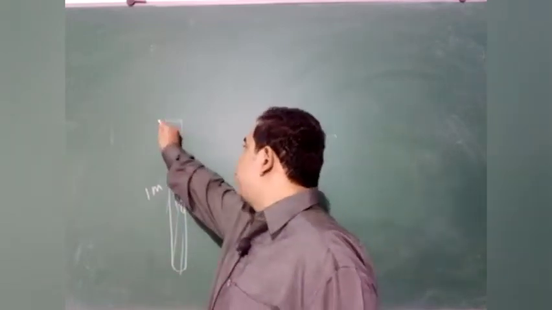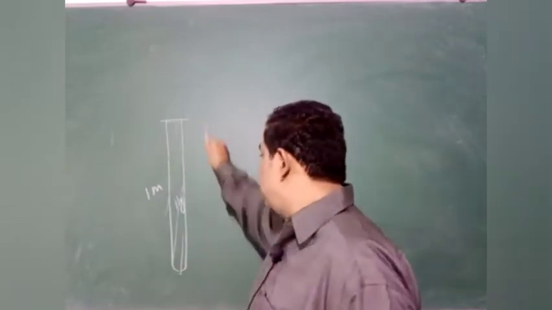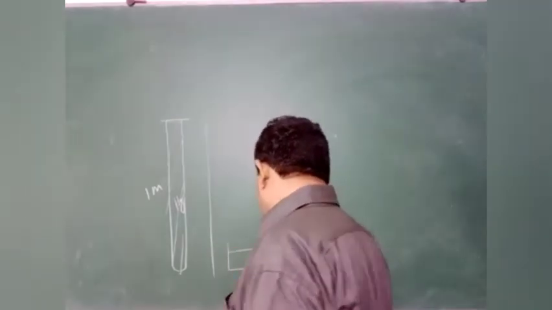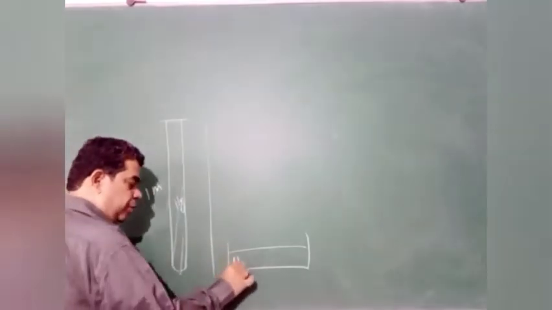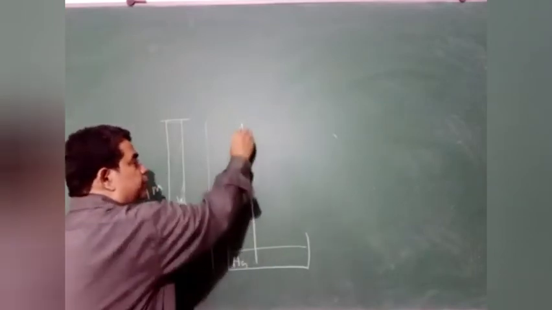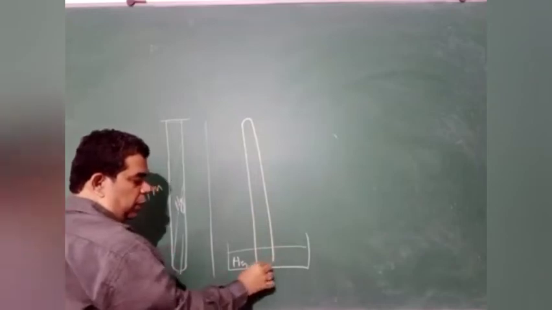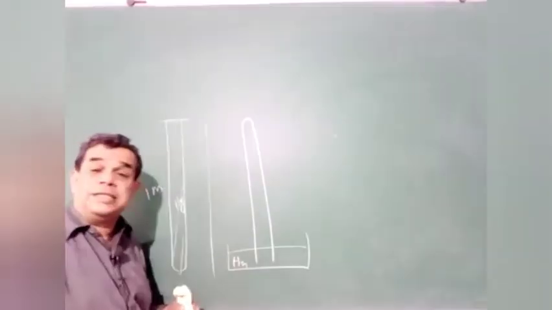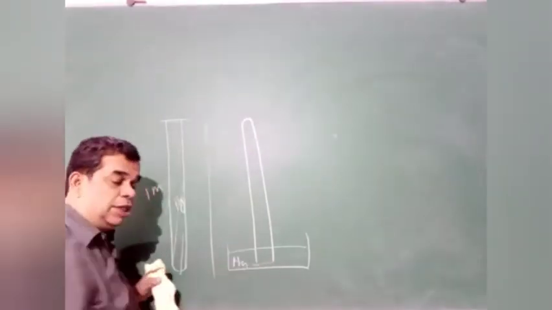And he temporarily closed the opening with a lid. Then he took another trough where mercury is filled again. This is also mercury. And he inverted the tube inside it. After immersing the temporarily closed end inside the mercury, he opened that end.